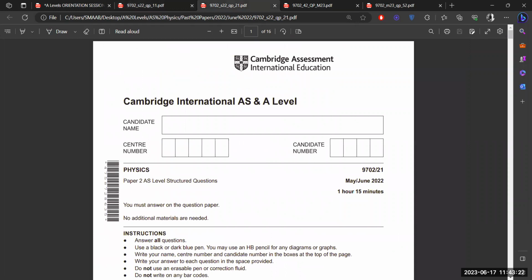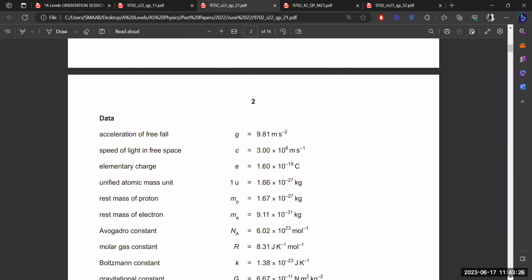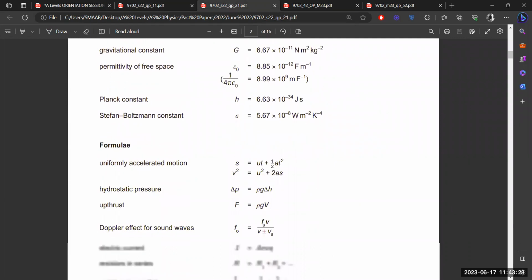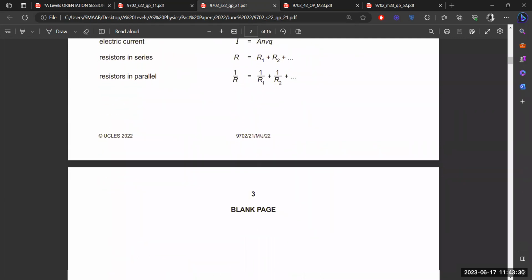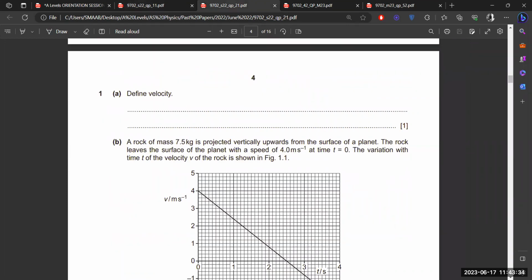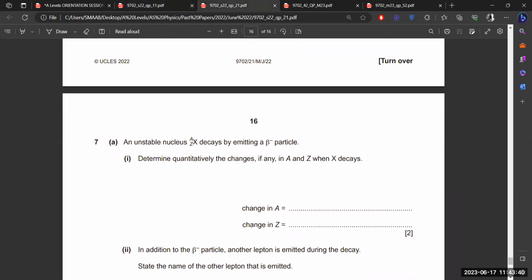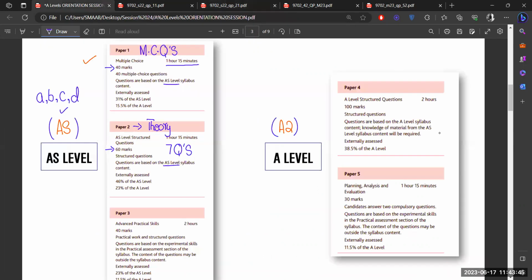And if you observe paper number 2, again in paper number 2 you get the same data sheet, the constants, and the formulas, which are important for your questions. And let's see how many questions are there. Around 7 questions are going to be included in your P2. Yes, so 7 questions are there, right?